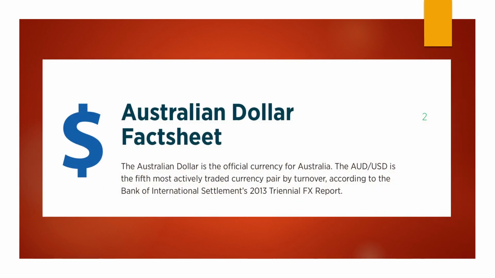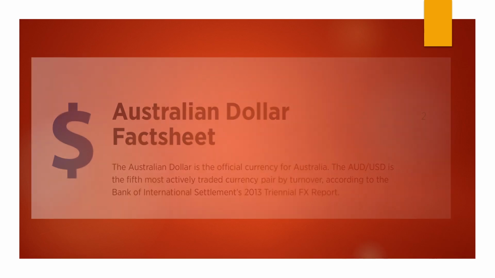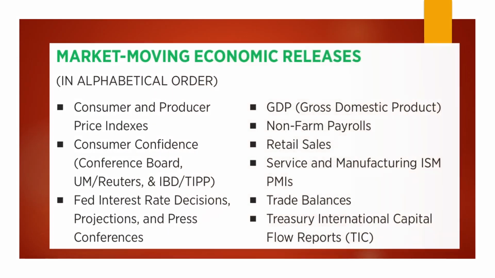Next, of course, we need to understand the Australian dollar also. The Australian dollar is the official currency for Australia. The AUDUSD is the fifth most actively traded currency pair by turnover, according to the Bank for International Settlements. So with that said, we're going to be jumping in on the particular news you should be watching out for on USD and on AUD. Firstly, we're going to be covering that for USD.